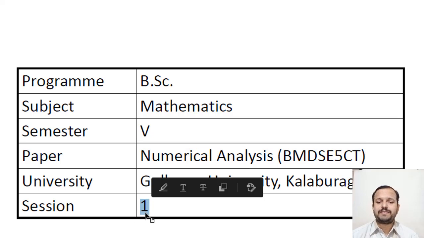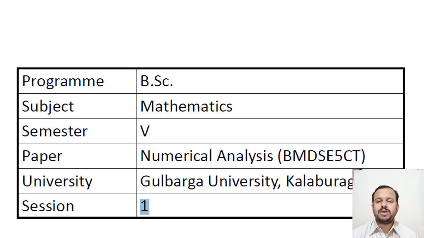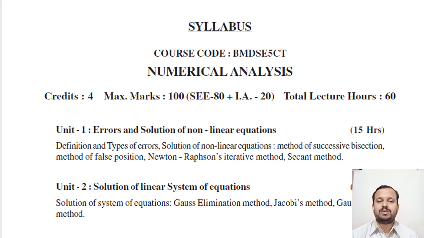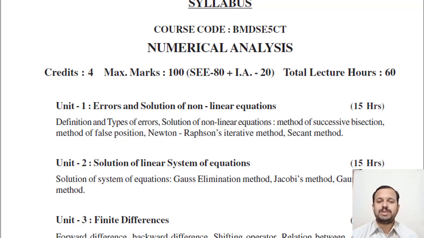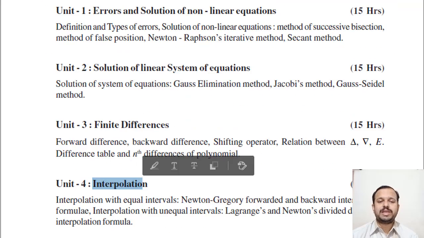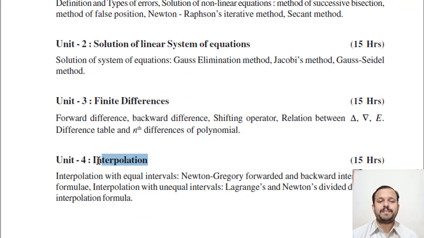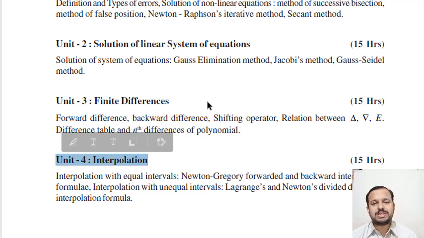So before going to start the first session, I would like to introduce you to the syllabus prescribed by the Gulbarga University for BSc 5th semester towards the paper of numerical analysis. So there are totally 4 units, and the first unit is errors and solution of nonlinear equations. Second one is solution of linear system of equations. Third one is finite differences, and fourth one is interpolation. So these are the 4 units we are supposed to study in BSc 5th semester.